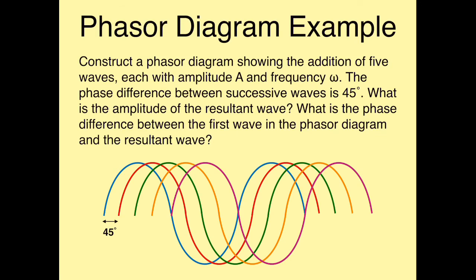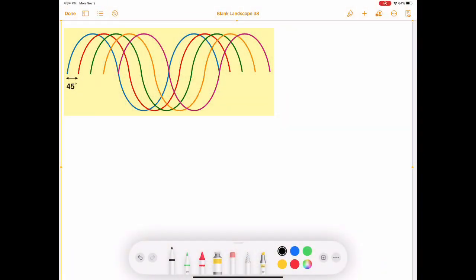Okay, so we have 5 different waves. Each one is 45 degrees out of phase with the last one. So this is the first wave that we have shown in blue. The next one shown in red is 45 degrees out of phase with that. The next one shown in green is 45 degrees out of phase with the red one, and so on, okay? So these are the waveforms that we're adding together. We're going to use a phasor diagram to see how they add together. Okay, so let's draw the phasor diagram.